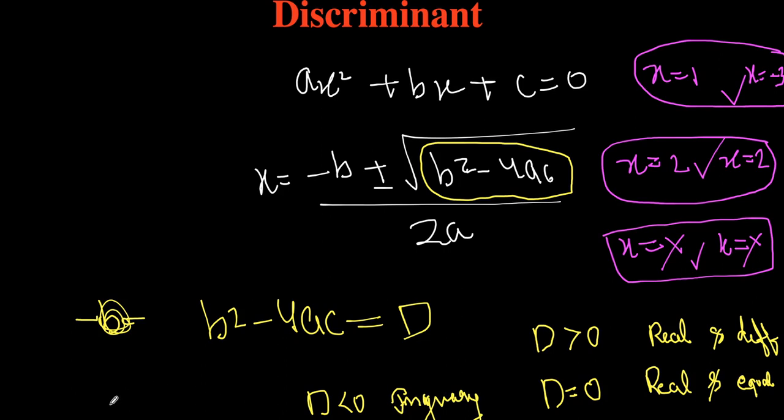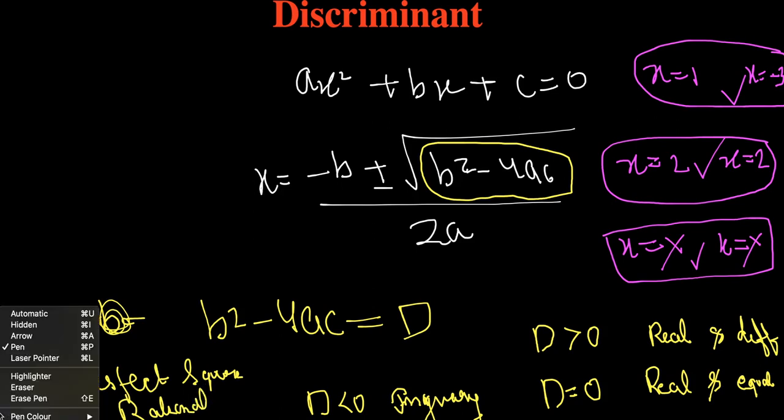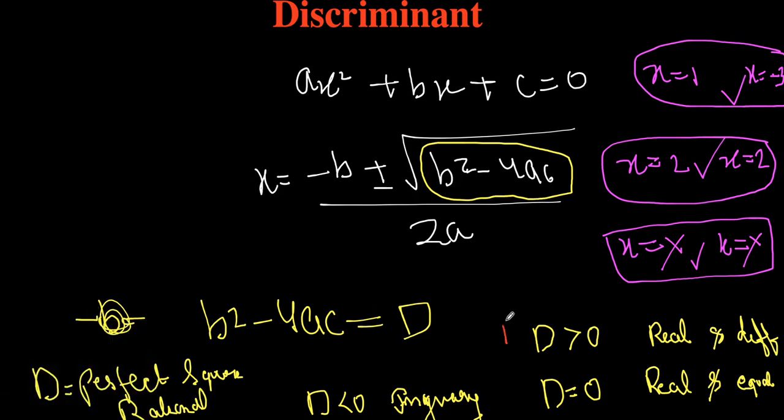Now there is another sub part. If your D is a perfect square, then you will get rational roots. I will talk about this one also. So here we have mainly three things. If your D is greater than 0, you will get real and different roots. If your D is equal to 0, you will get real and equal roots. And if your D is less than 0, you will get imaginary roots. And this is a sub part of the first one: if your D is a perfect square, then you will get rational roots.